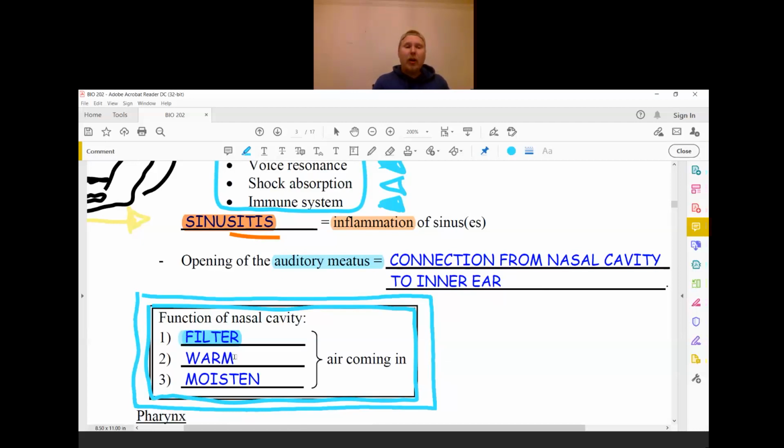Another function that we notice is that with the mucous membrane being a thin layer, a lot of blood supply underneath there. So that's why it's easy to get nosebleeds, just puncturing that, damaging that mucous membrane a little bit.